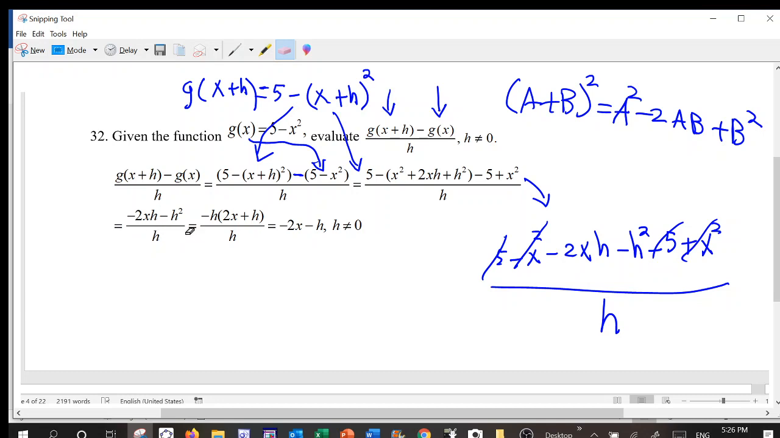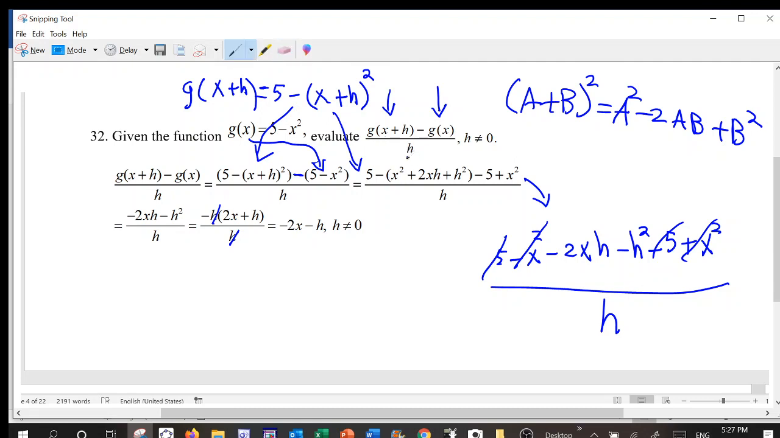Now we can simplify further. We can factor the h out and then cancel it, right? And there's a negative there still, so it would be negative 2x minus h. And h, remember, cannot be 0 because we are dividing by h. Okay, so that's number 32, and it's about what?